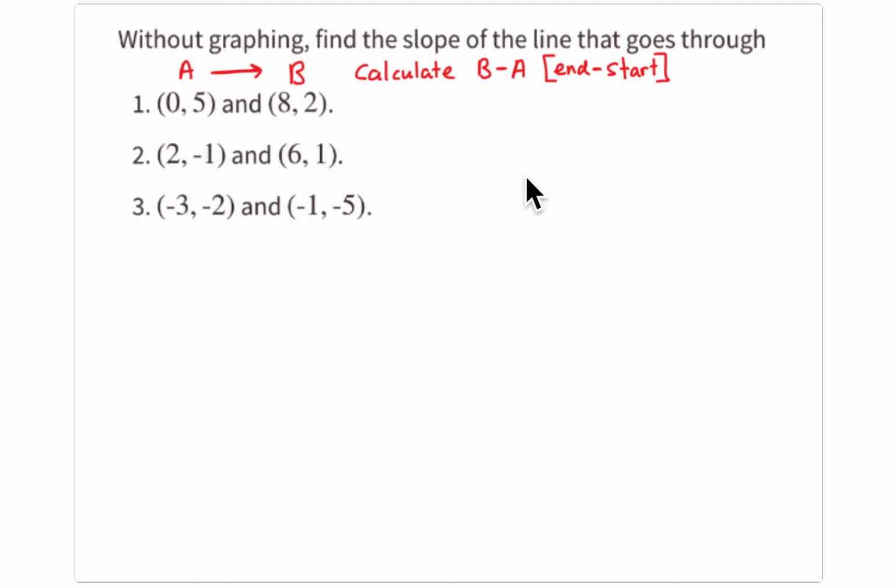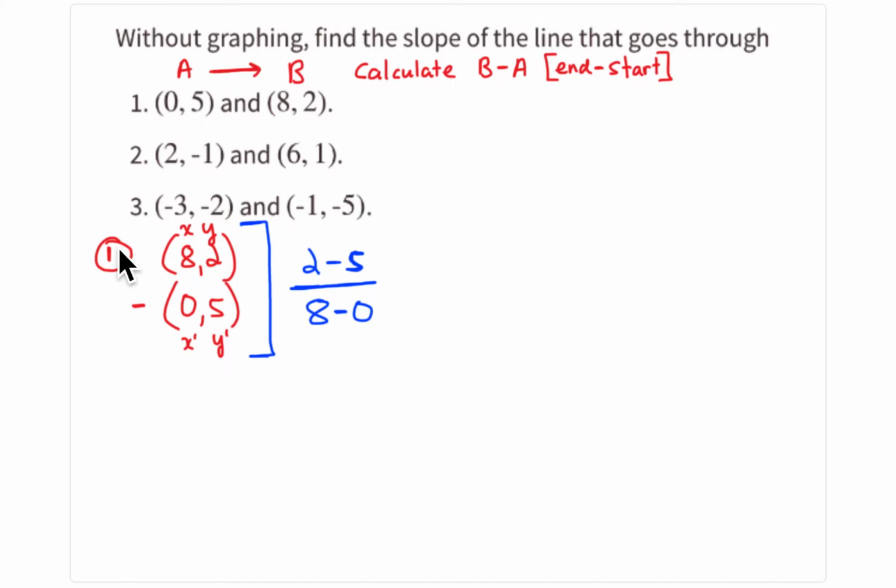To do that, I am going to make the first point in each case point A and the second point B. And I'm going to do the calculation as if you're moving from A to B, which means that B is the end, and you're going to subtract where you start from where you end. So you're going to take the y value and the x value at point A and subtract those from the y value and the x value at point B.